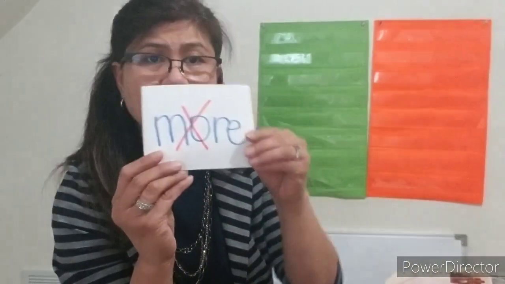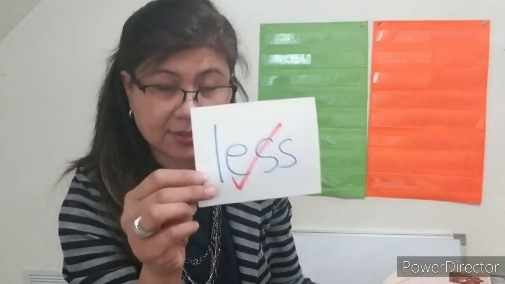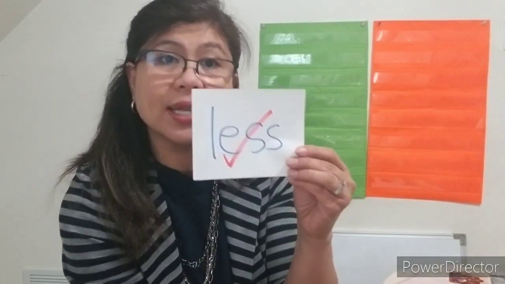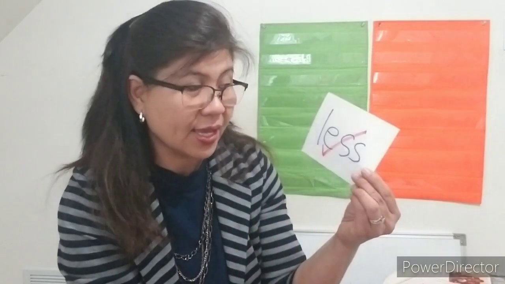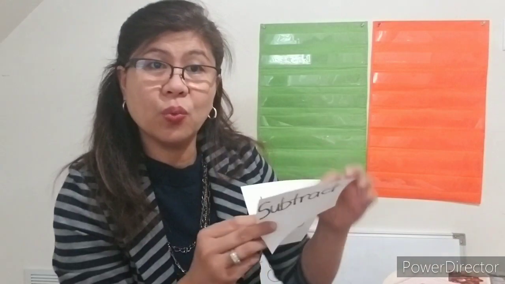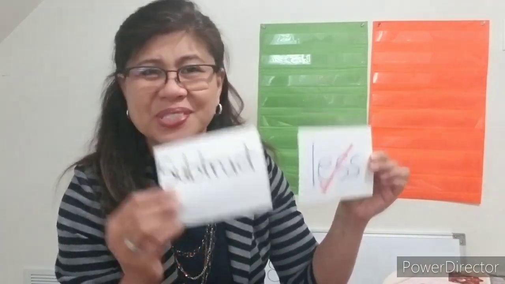And then this one is more. Why did I X out the word more? Because we don't get more when we do subtraction. We get less, okay? So I put a check, check, check on the word less because this is what happens when we do subtraction. We get less, okay? When we subtract with a pirate, we are always taking less. When you subtract with a pirate, you find the difference, okay? So the difference is the answer in subtraction.